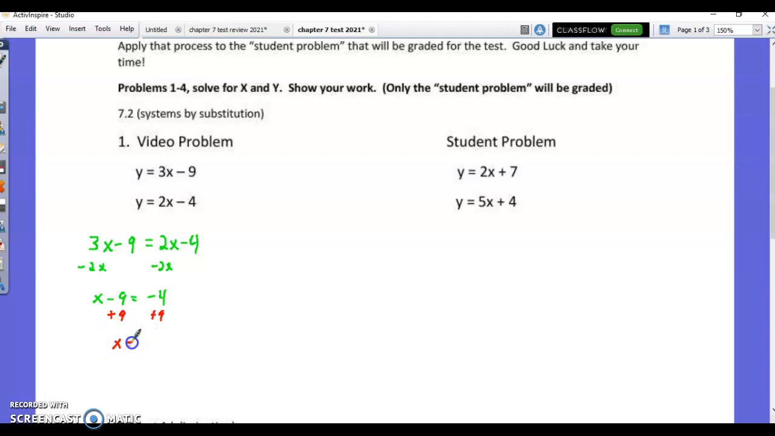Then I have x equals 5. If there was a 2 here or something, I would divide for my final step, but I don't, so there's my x. Now I have to put 5 into one of these two problems. I'll put it into the second one. So I have y equals 2 times 5 minus 4. Type that directly into your calculator. You get y equals 10 minus 4, which would be 6. Remember, you can always check in Desmos to check your answers on these.